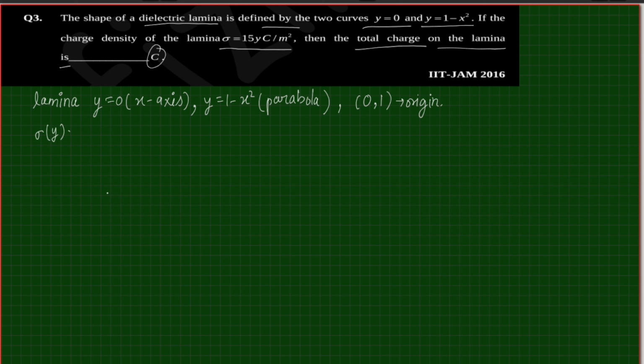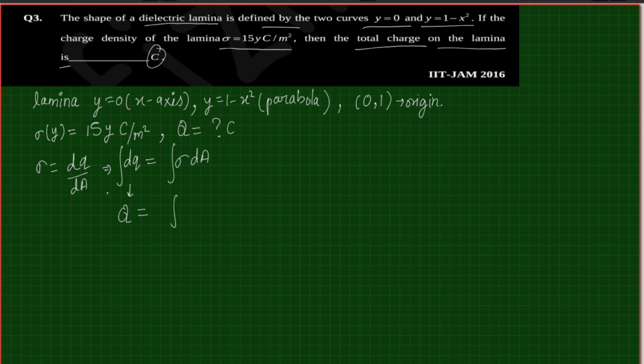And sigma as a function of y is given: 15y Coulomb per meter square. And what is asked? Total charge in Coulomb. So sigma we can write as dq over dA, and from here dq I can write as sigma into dA. If I integrate this equation, this will give me q equals the integral of sigma dA.